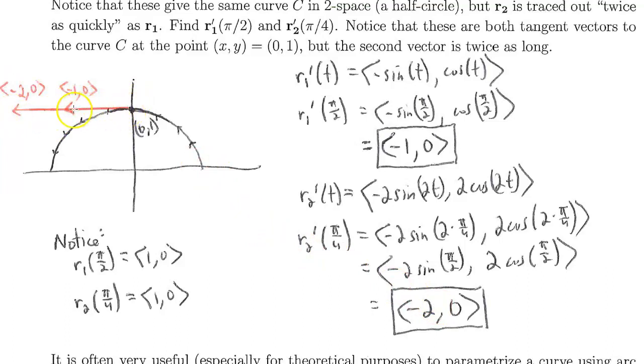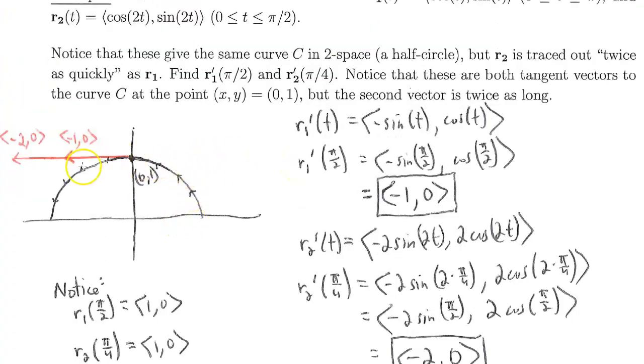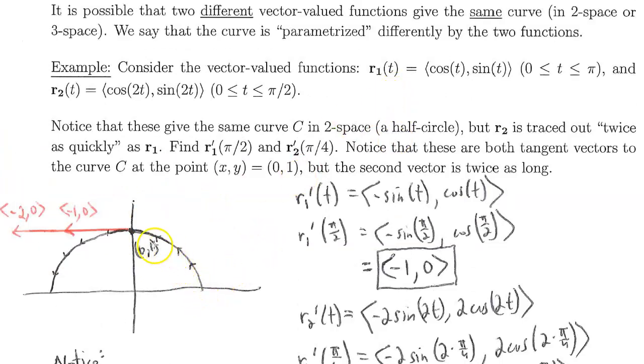Notice this is minus 2 comma 0, so we don't get the same tangent vector. The tangent vector is actually twice as long, and that has to do with the fact that this is being traced out twice as quickly. All the tangent vectors that you get when you do r1 prime or r2 prime will be twice as long. But notice they're facing the same direction. They're still both tangent vectors. So it's really the same curve being traced out by two different vector valued functions. So this curve is parameterized differently for r1 and for r2.